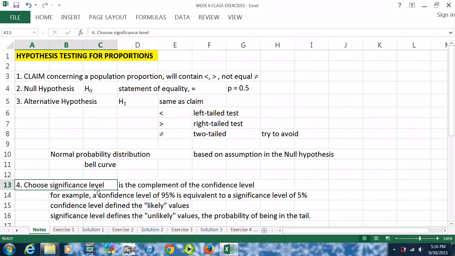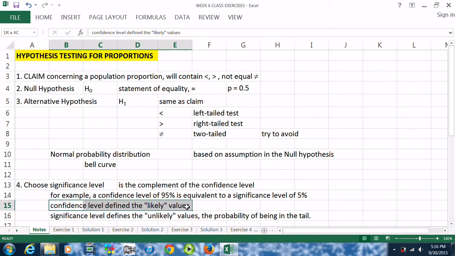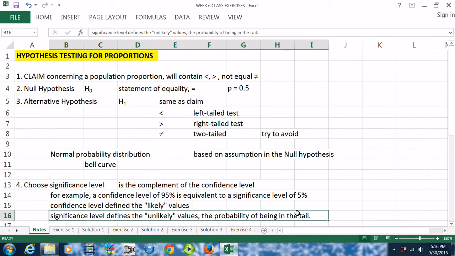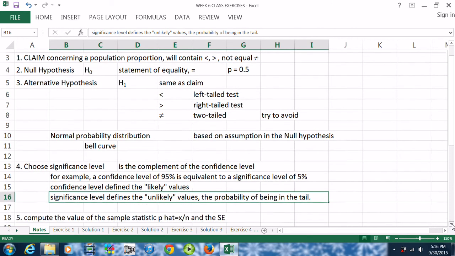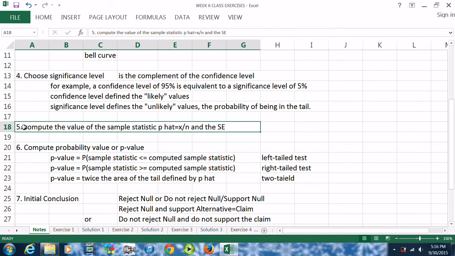We choose a significance level, which is the complement or opposite of the confidence level. Since the confidence level defines likely values, the significance level defines unlikely values or small probabilities. Then we will compute the value of our sample statistic p hat, which is x over n, and the standard error, where the standard error is the standard deviation of that sampling distribution and is found by computing the square root of p from the null hypothesis times 1 minus p divided by n.